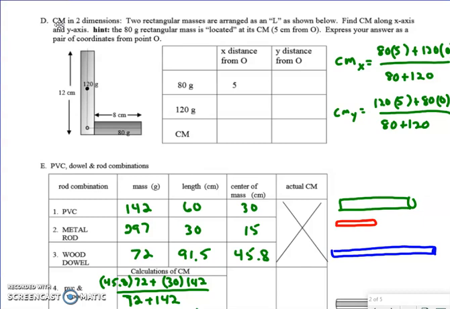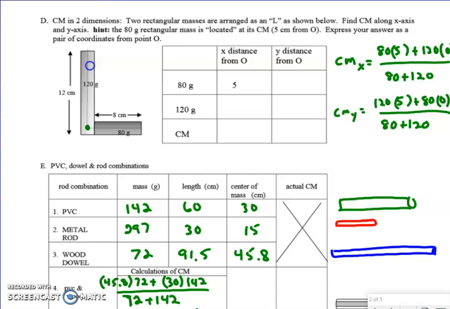Okay, so we have a two-dimensional situation here. We have an L-shape made out of two uniformly distributed mass objects, regardless of what they are. One is 120 grams, the other is 80 grams, and you're given the dimensions. We want to find the center of mass relative to this spot here, because it's probably the most convenient to look at. The hard part is just visualizing where each piece is located in the x direction and the y direction.